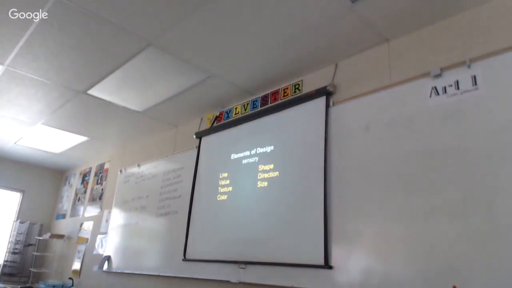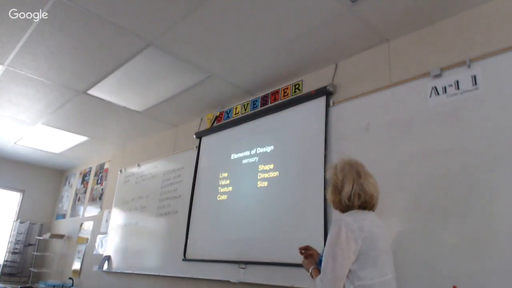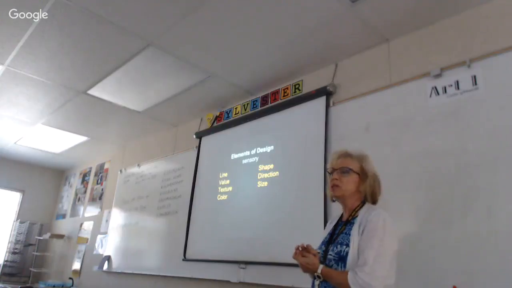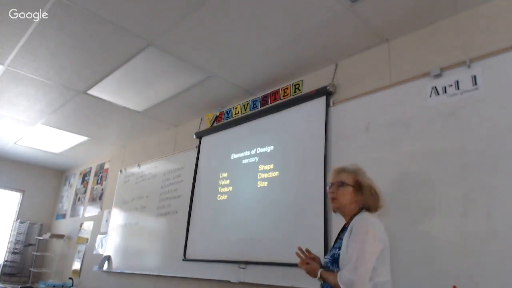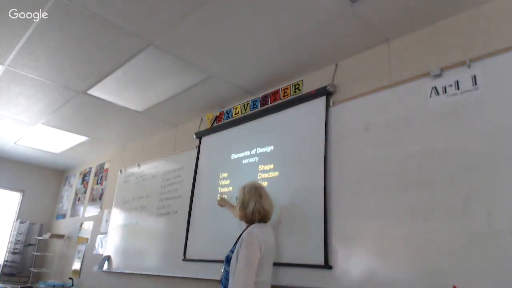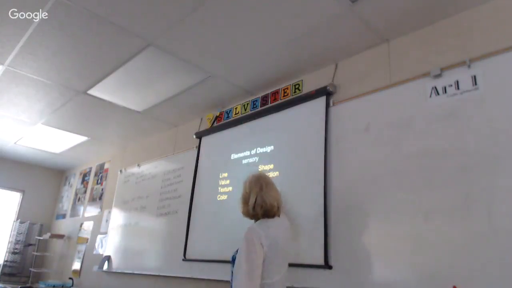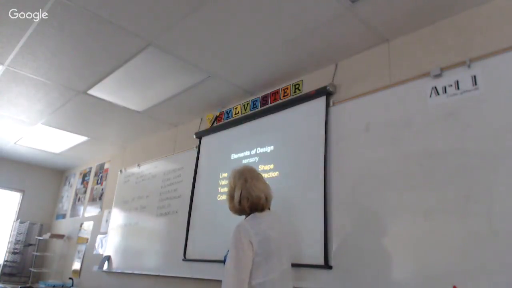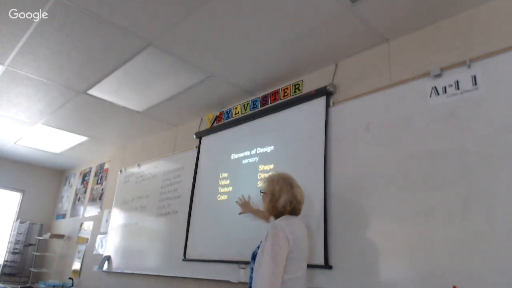So here we go. Elements of design are sensory. That means that we can see them. We can't hear them because, of course, our type of art is a visual art. So, of course, we've got line, value, texture, color. You should have a handout that gives you all of these as well as the definition, but by all means take notes so that you can remember. So all of these are things that we can see.